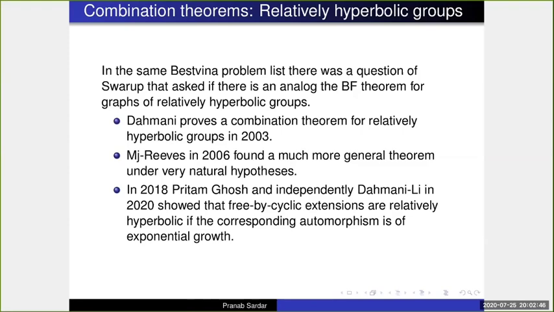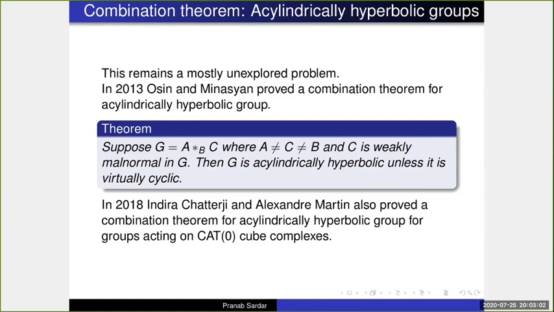They show that if the automorphism that you are taking in this construction is exponentially growing, then it will be relatively hyperbolic. This is very recent. For acylindrically hyperbolic groups, we don't have many new developments. We just have one paper by Minasyan and Osin, where they give sufficient conditions for a graph of groups to be acylindrically hyperbolic. Here is a sample theorem: if I have an amalgamated free product A star C over B, with A not equal to C not equal to B, and B is weakly malnormal in one of them, then it is acylindrically hyperbolic. Then there are some other papers by Indira Chatterjee and Alexander Martin. This can be thought of as a complex of groups example. But this is all that is known about the combination theorem.